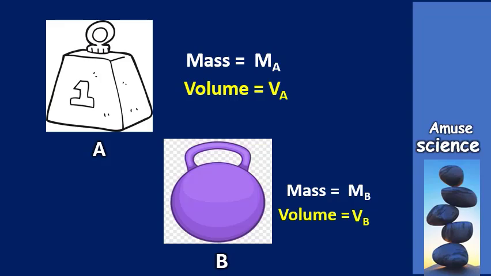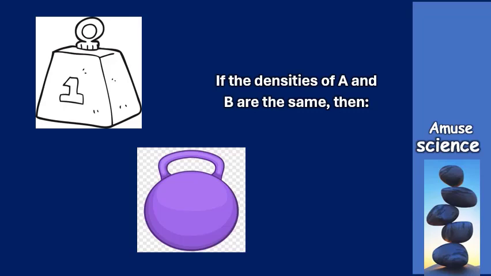Alright, if the densities of A and B are the same, then we can say that the density of object A is equal to the density of object B. That is, in symbols, rho A will be equal to rho B. So the density of object A is the mass of object A divided by the volume, which is MA over VA. This will be equal to the mass of object B divided by the volume of object B, that is MB over VB.